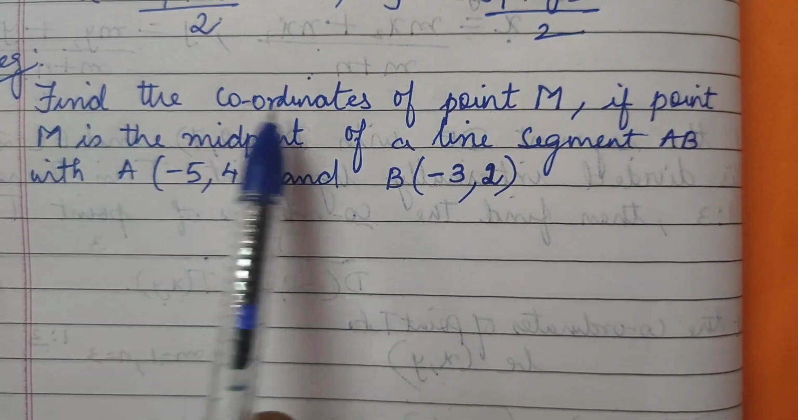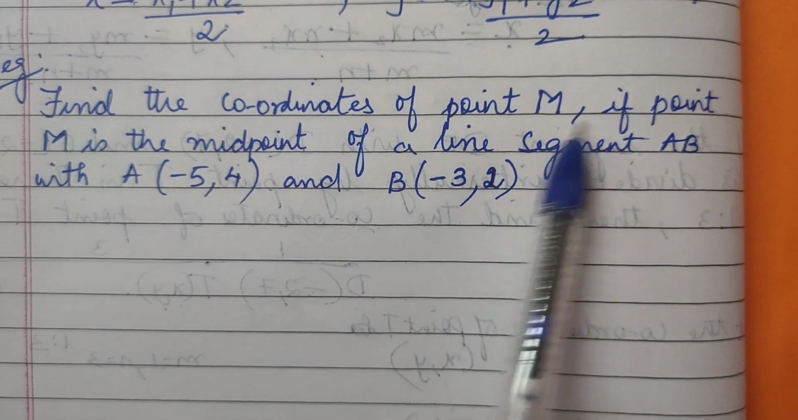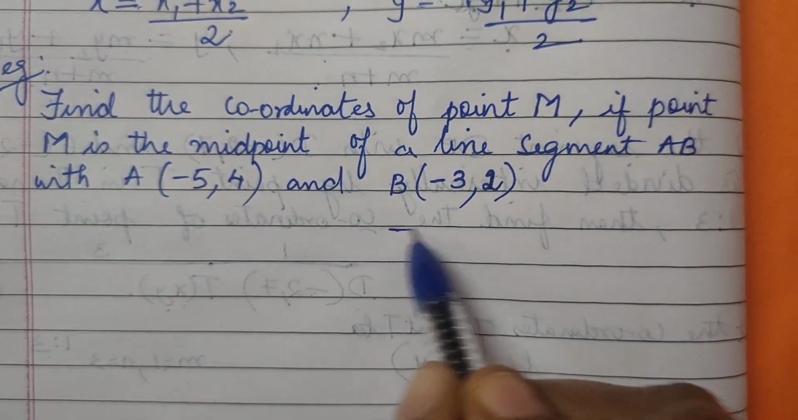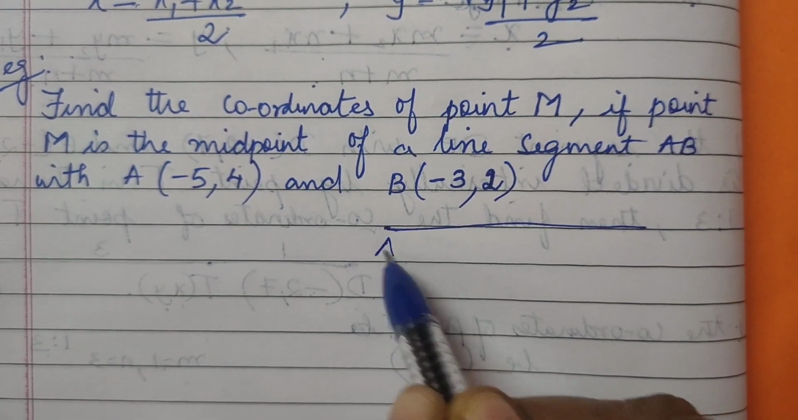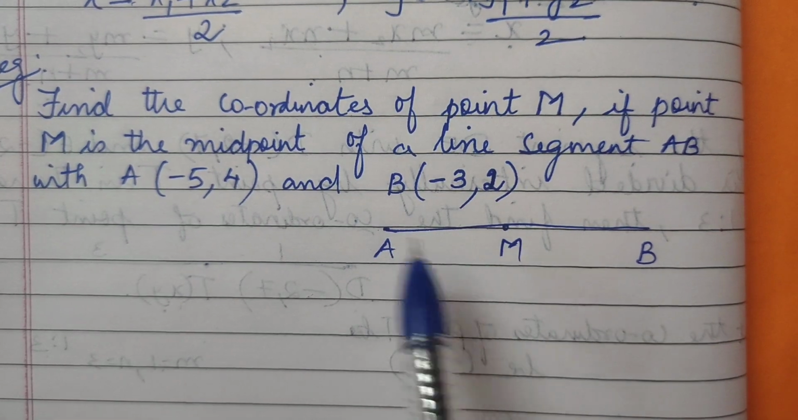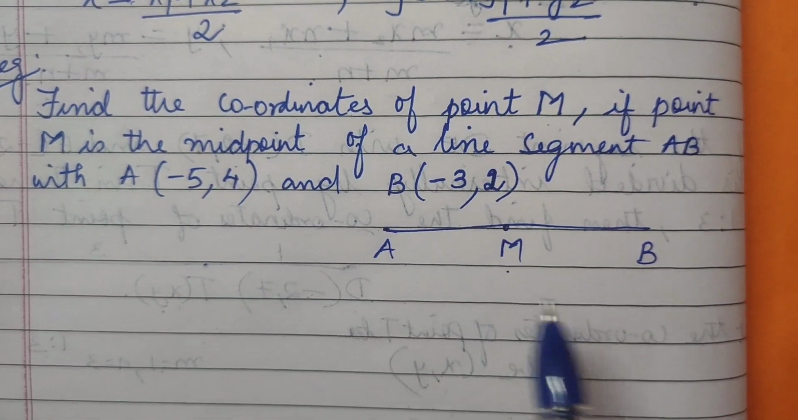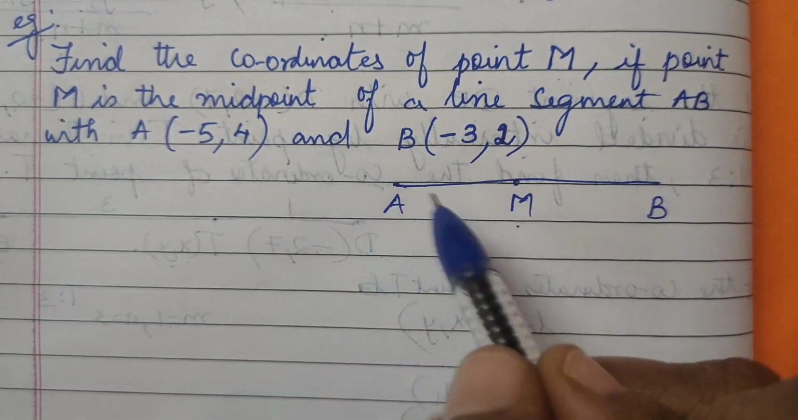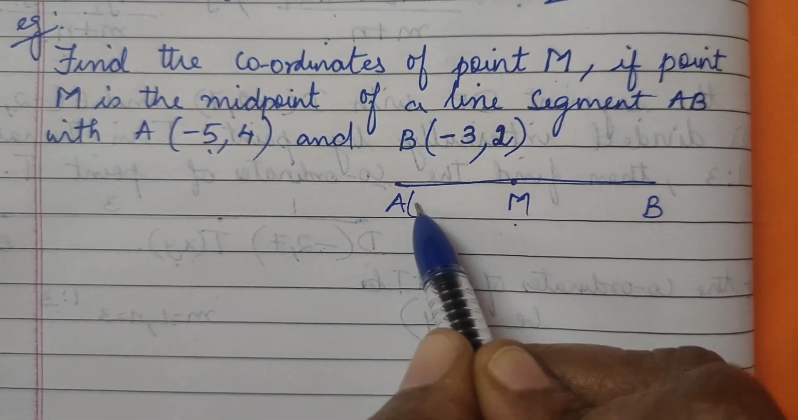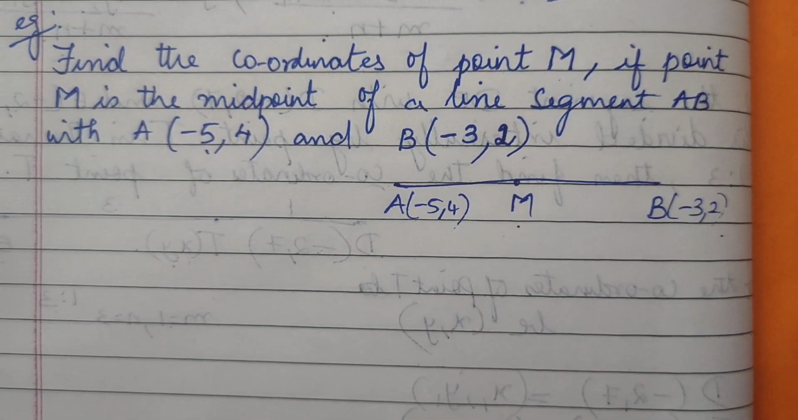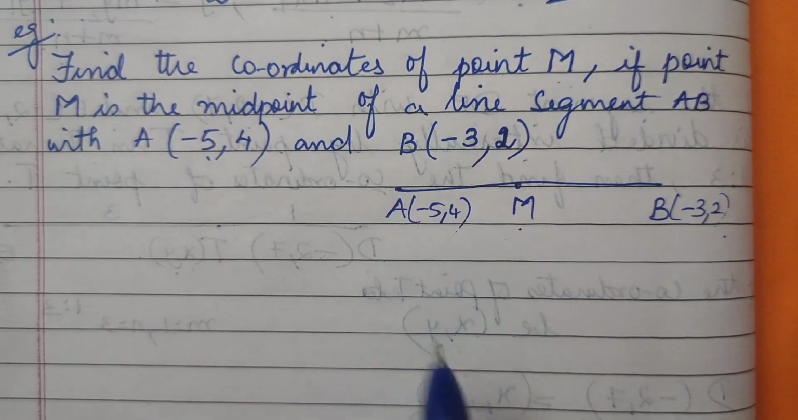One example, find the coordinates of point M, if point M is the midpoint of a line segment AB. So see here, this is a line segment AB we consider, and M is the midpoint. Here they have directly said M is the midpoint. When it is said, we will use the midpoint formula, right? So here A point is how much given? Minus 5, 4, and B is given minus 3, 2. So we are going to find the coordinates of point M.